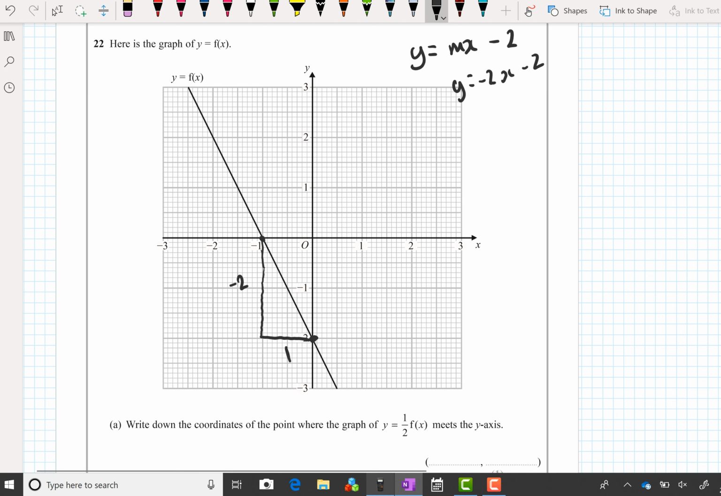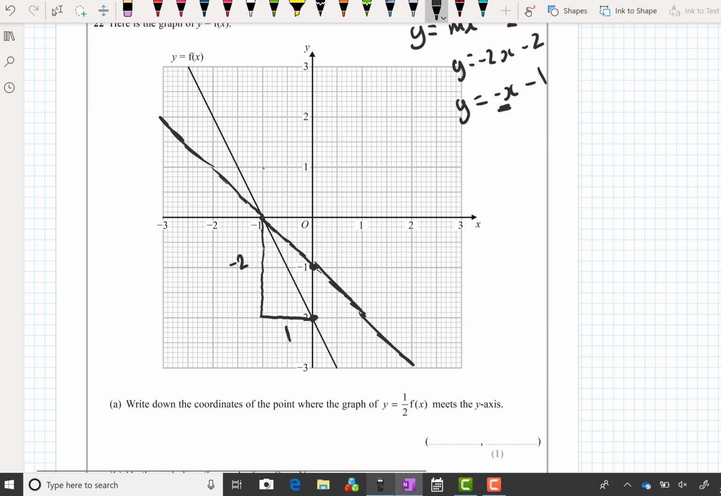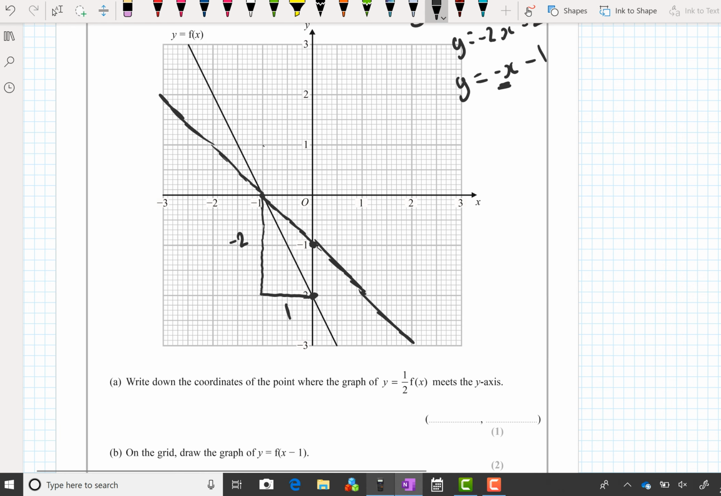I want to work out what a half f of x is. So if I'm to half this here, I get -x subtract 1. I end up with the graph here. And then this is the graph -x here. Going from corner to corner because it's got a gradient of 1 but negative. Write down the coordinates where the point meets the y-axis. Well, x is 0, but it's gone up by 1.